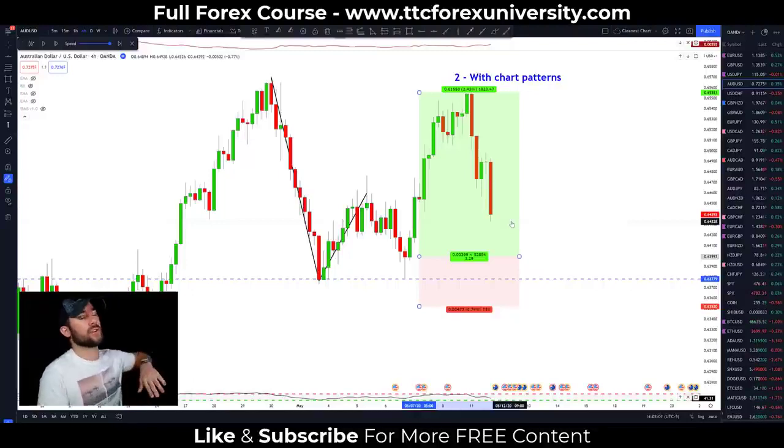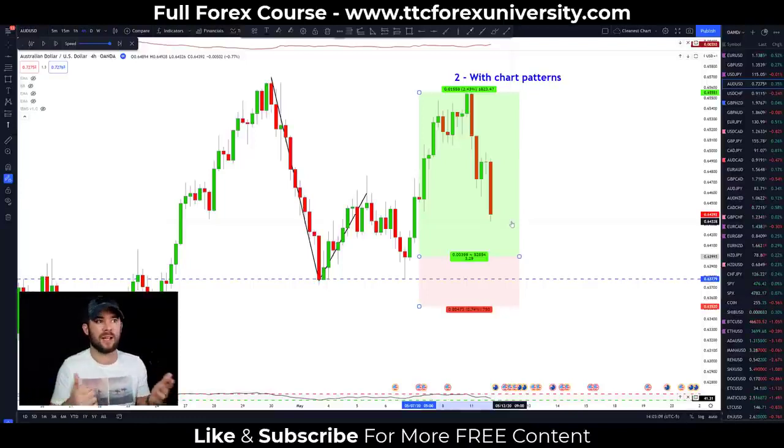So again, the second way I like to add confluence to candlestick patterns is using them alongside already established chart patterns of any kind. I mean, like double tops and bottoms, head and shoulder patterns. But with that being the case, let's now move on to the bearish version of using candlestick patterns with chart patterns in order to increase the accuracy of our candlestick pattern trades.